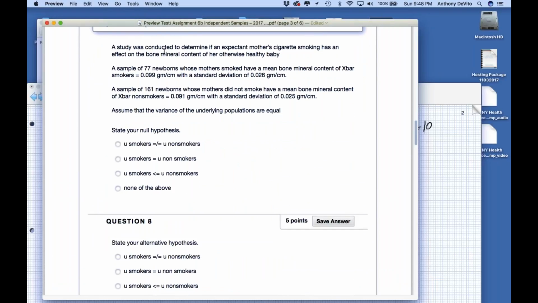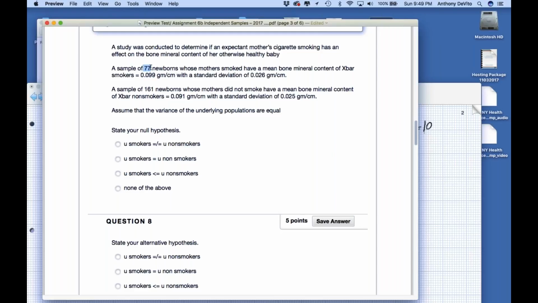Okay, let's take a look at this one. A study was conducted to determine if expected mother cigarette smoking has an effect on the bone mineral content of an otherwise healthy baby. A sample of 77 newborns whose mothers smoked have a mean bone mineral content of 0.099 grams per centimeter and a standard deviation of 0.026 grams per centimeter. Okay, we can start to ignore those numbers.